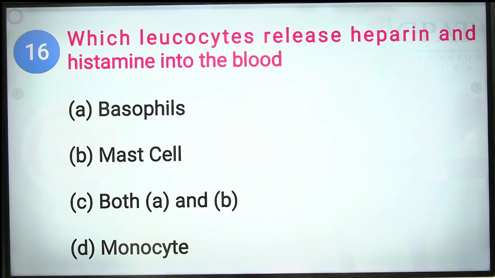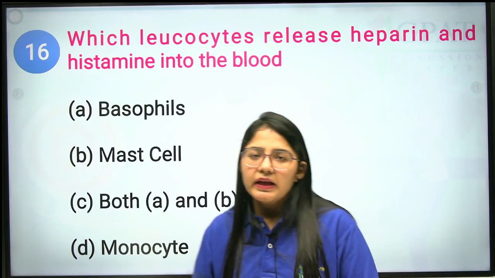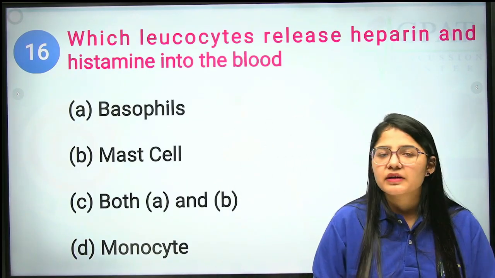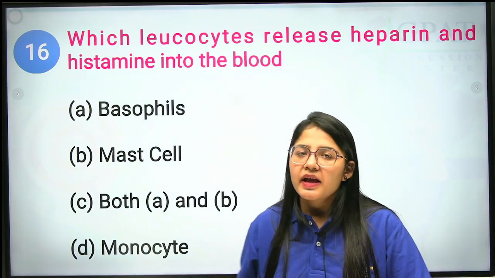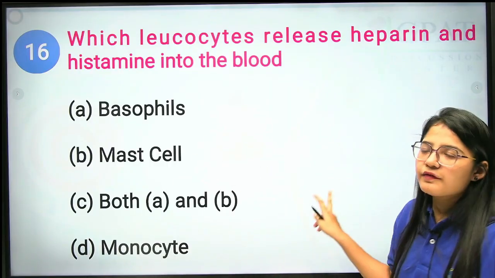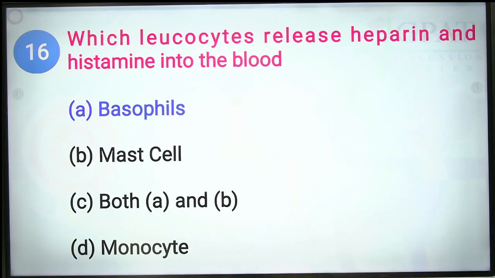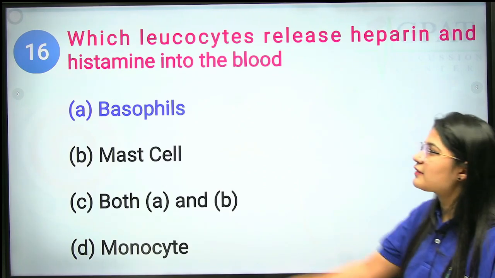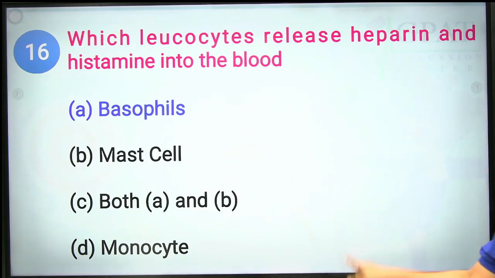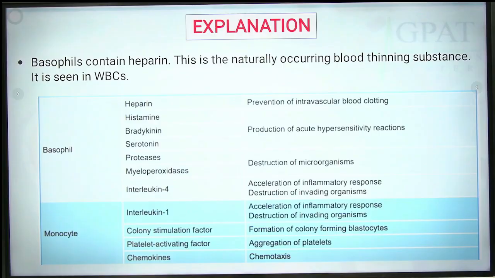Which leukocytes release heparin and histamine into the blood? Okay, heparin and histamine are responsible for your allergic conditions. And in the options you can see we have basophils. Clear? We have basophils, which are responsible for the release of histamine in your blood.